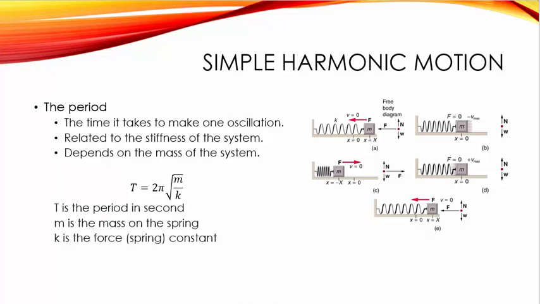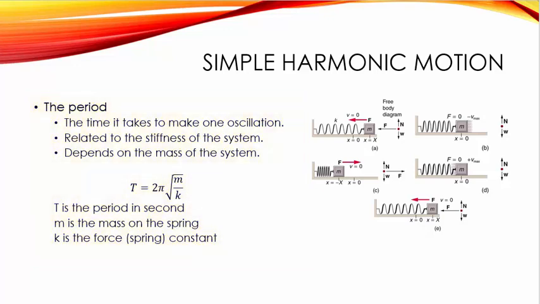Another quantity that's important for simple harmonic motion is the period, and that's the amount of time it takes to make one oscillation. It's related to how stiff the system is, and it depends on the mass of the system. So T is the period in seconds, and m is the mass that's hanging from the spring. k is going to be the spring constant again, or the force constant, in newtons per meter. And you have the equation, the period is equal to 2 pi times the square root of the mass divided by the spring constant.